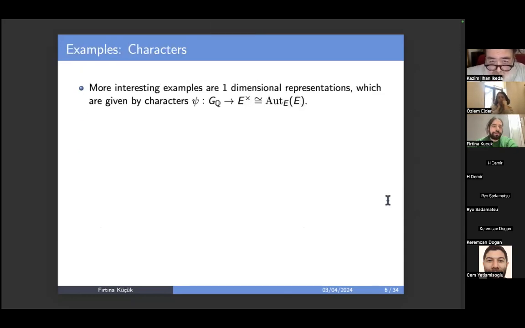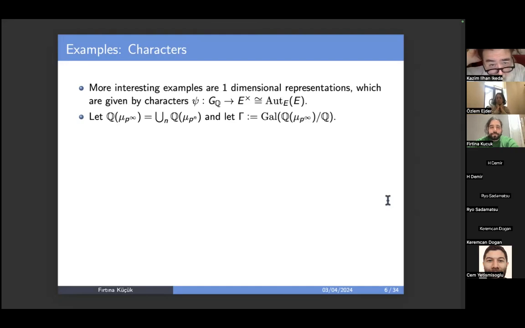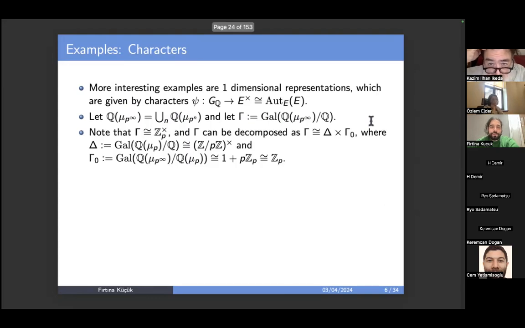Let me move forward with more interesting examples, which are characters. Characters are one-dimensional representations. Let Q(mu_{p^infinity}) be the union of these cyclotomic fields. This is called the cyclotomic extension of Q. Let Gamma be the Galois group of this. Gamma is isomorphic to Z_p^*, and it can be decomposed as follows, where Delta is isomorphic to (Z mod p)^*, the Galois group of this, and Gamma_0 is the other Galois group, the subgroup which is isomorphic to Z_p.